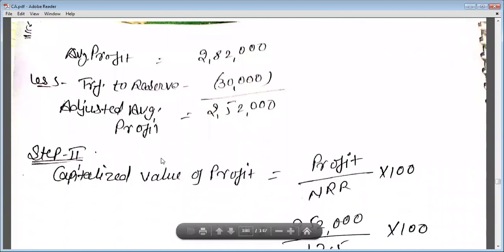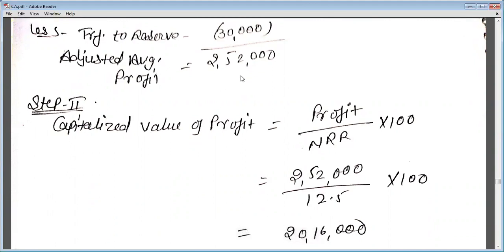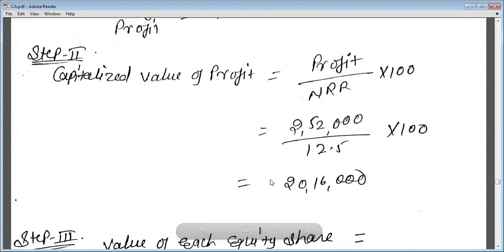Okay. Then in step 2, we will calculate the capitalized value of profit. The formula to calculate the capitalized value of profit is profit upon NRR, normal rate of return, multiplied by 100. So profit is 2,52,000. Normal rate of return is 12.5, that is given in the question, multiplied by 100. So the capitalized value of profit is 20,16,000.